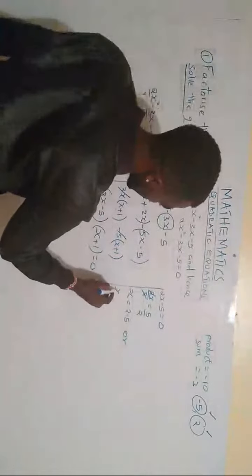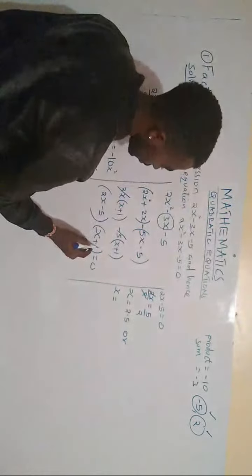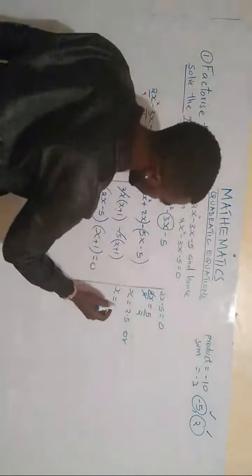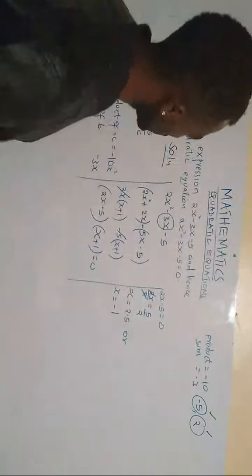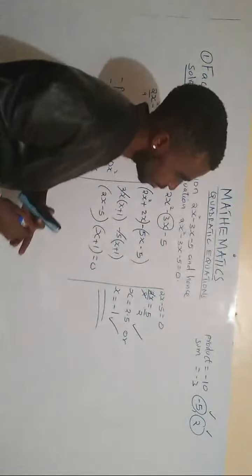Or for this case, you can say x is equal to, you take 1 to the other side of the equal sign, which will be negative 1. So the solution of that quadratic equation, the value of x, was either 2.5 or negative 1. So that is the solution of that quadratic equation.